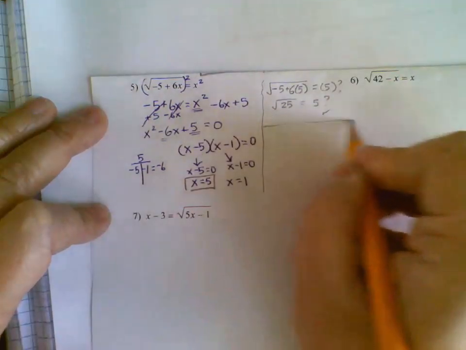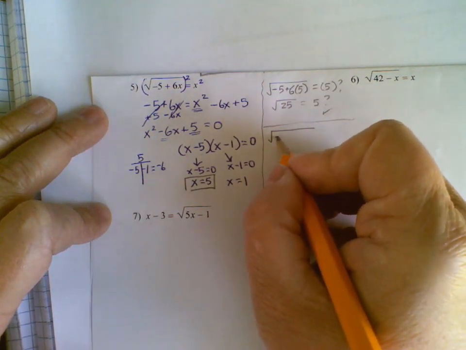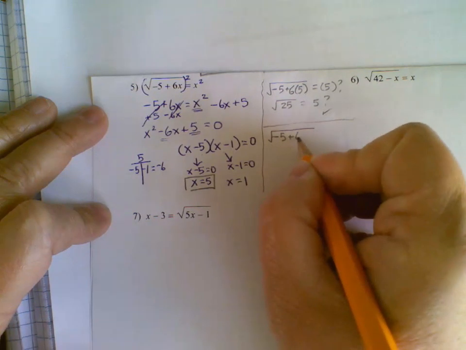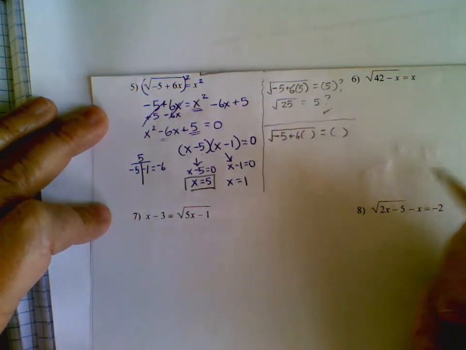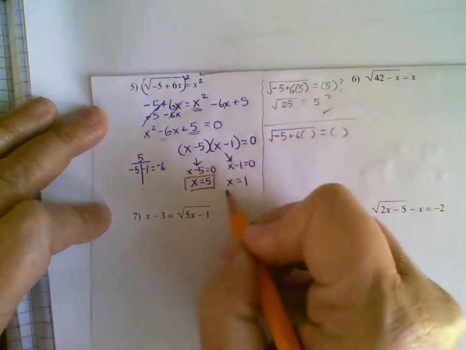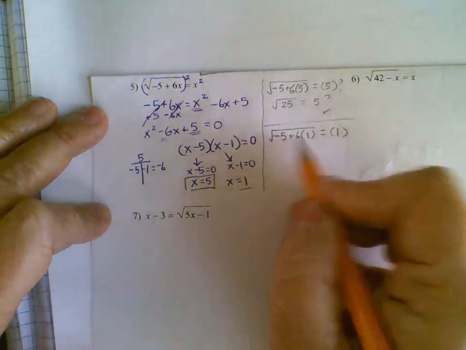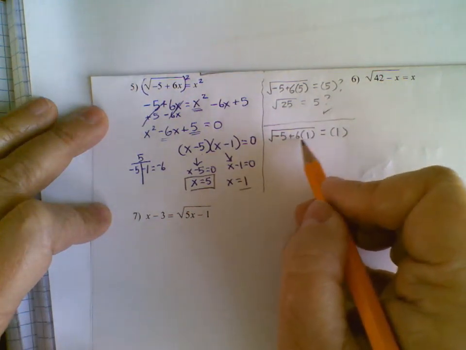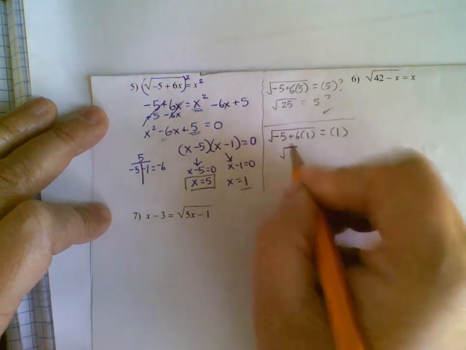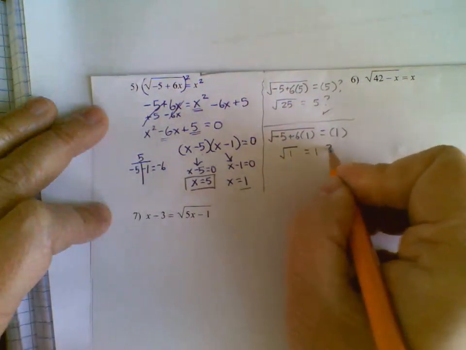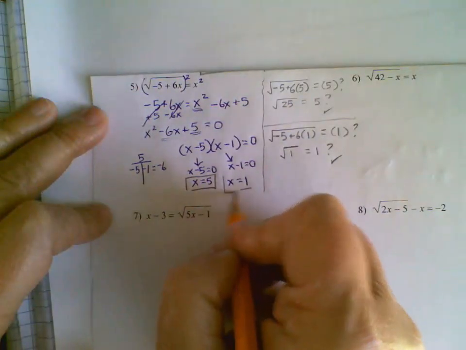But I have to do the same thing for the other solution. So my original equation is negative 5 plus 6 times x equals x. I'm just putting that blank in place of x, and I put my solution in there. All right, negative 5 plus 6 times 1. 6 times 1 is just 6. So negative 5 plus 6 is 1. I have square root of 1 equal to 1. Is that true? Yes, it is. And so I keep both solutions.